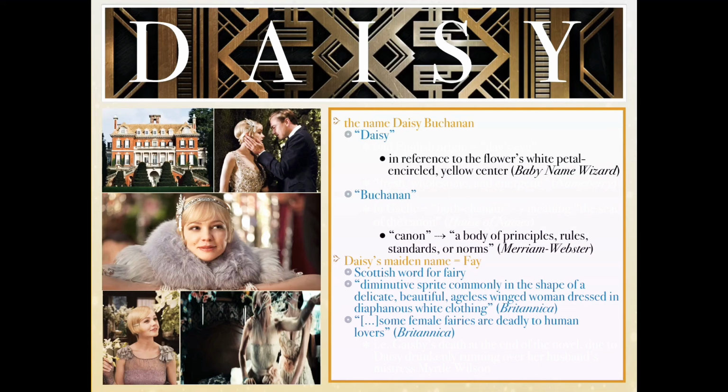In addition to that, Daisy's maiden name is Fay, which is a Scottish word for fairy. According to Britannica, fays are a diminutive sprite commonly in the shape of a delicate, beautiful, ageless winged woman dressed in diaphanous white clothing. It also cites that some female fairies are deadly to human lovers. For example, Gatsby's death due to Daisy drunkenly running over her husband Tom's lover, Myrtle Wilson, with her husband going out for revenge, thinking it was Gatsby.